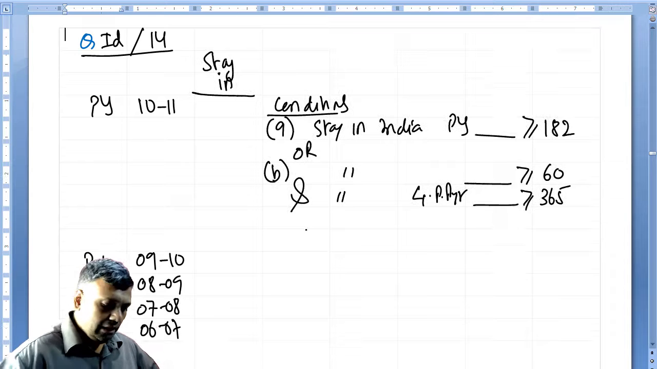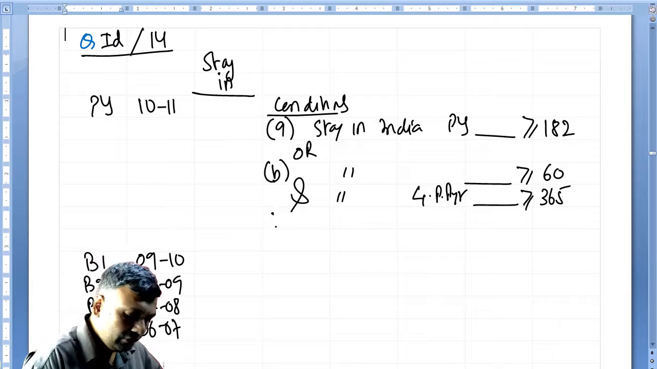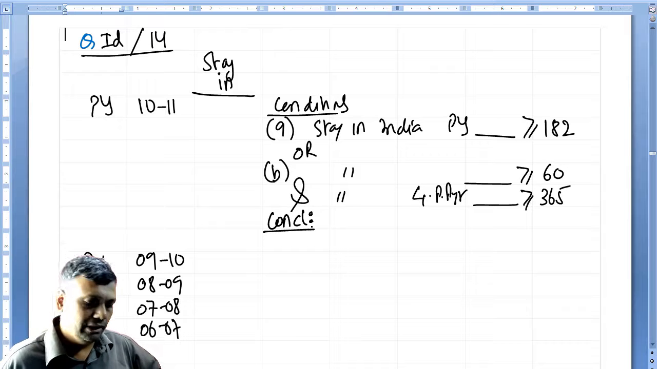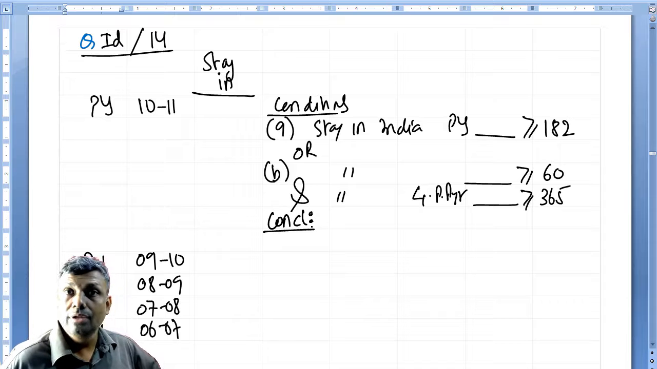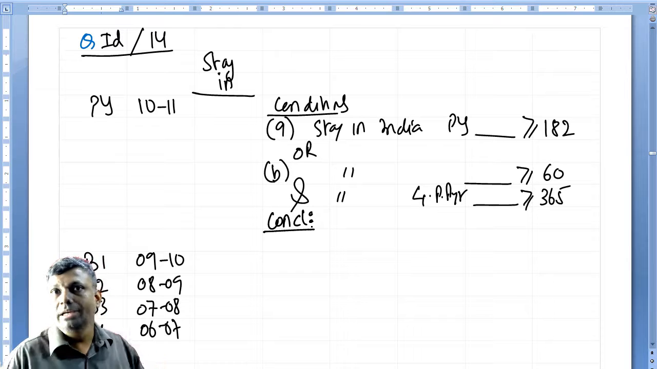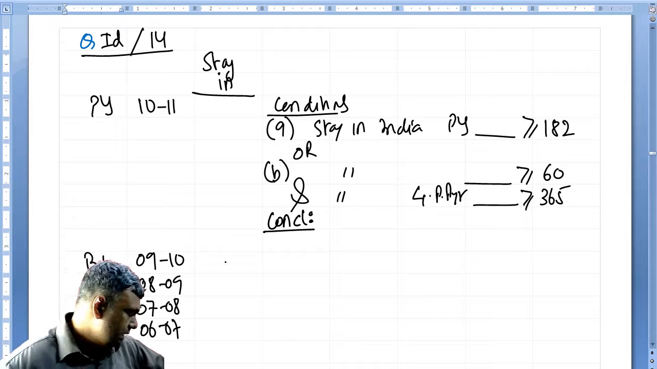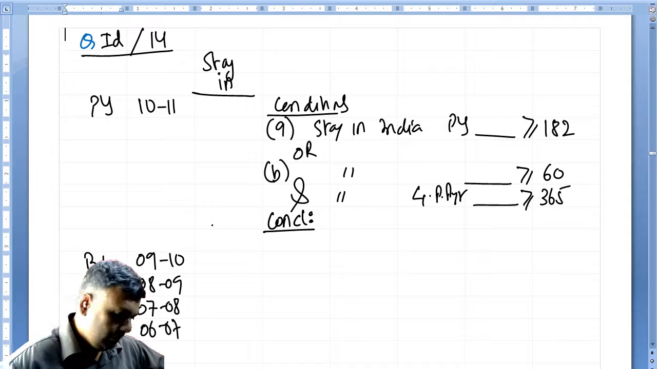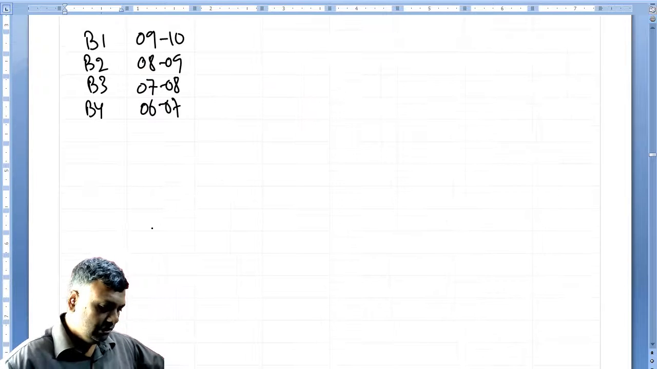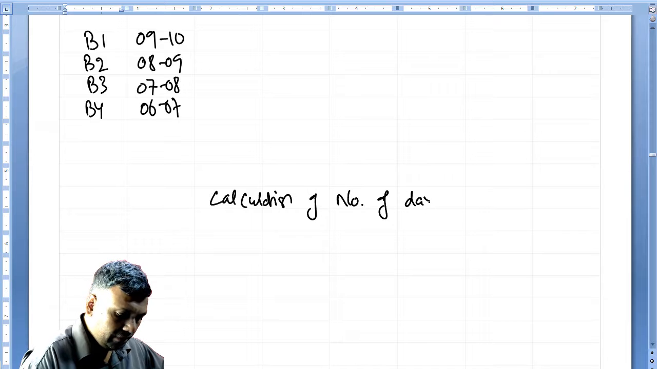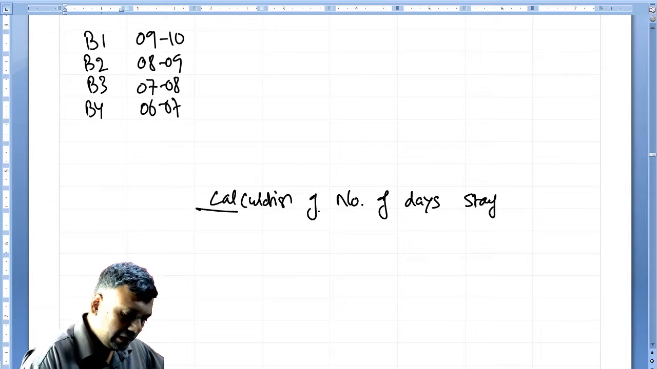Okay. And once you have already tested this, thereafter you have to write a conclusion. And you have to take the decision whether you are resident, non-resident, or something like that. Okay. But before that, we have to do that calendar work and you have to find out how many number of days stay in India. Is that okay? So calculation of number of days stay in India.